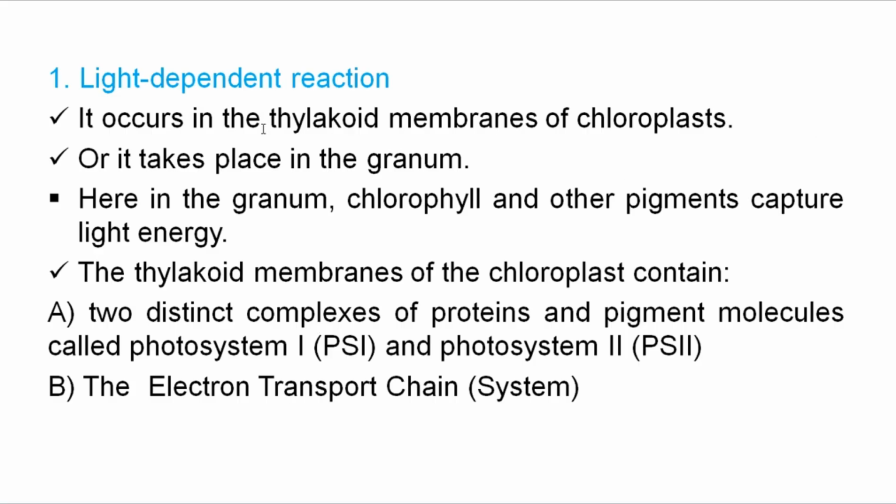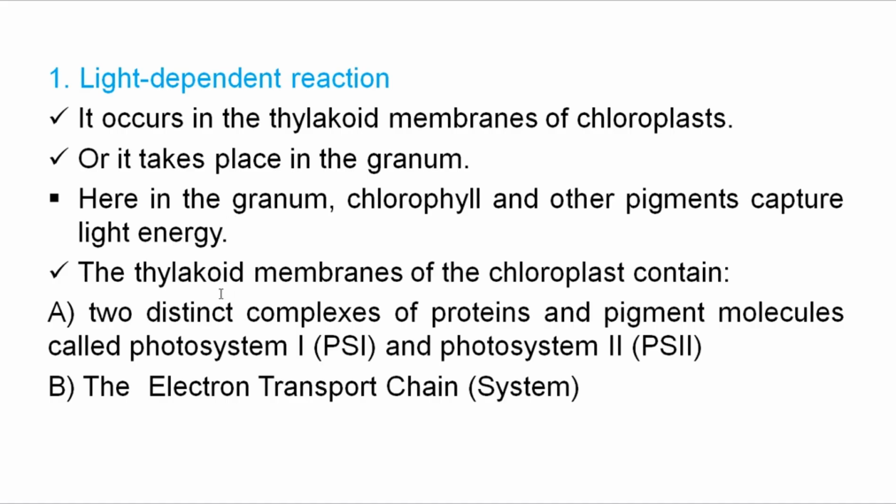So where does the light-dependent reaction occur? In the thylakoid membrane, or in the grana, or in the granum. It takes place in the grana or granum. Here in the granum, chlorophyll and other pigments capture light energy. Yes, the pigments chlorophyll A, chlorophyll B, chlorophyll C, and carotenoids capture light energy.